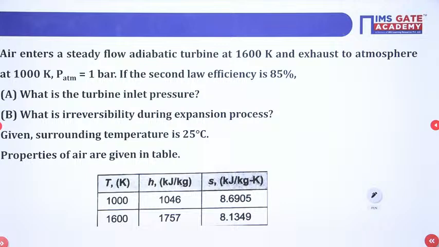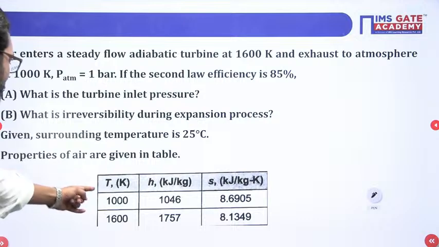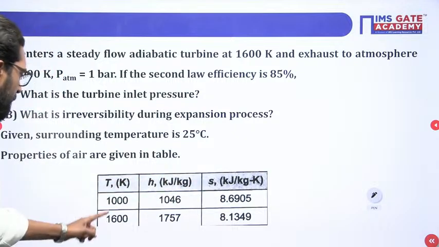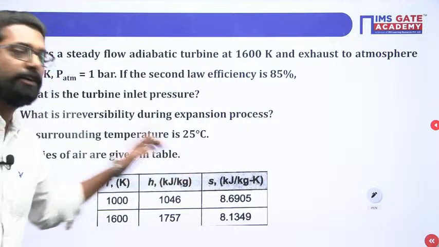Why? Because we know that in the turbine there is an expansion process, and due to the expansion, there must be irreversibility. So you have to measure that irreversibility. Given that the surroundings temperature is 25 degrees centigrade and property values are given for the air, that means at 1000 degree the enthalpy and entropy, at 1600 enthalpy and entropy are given.